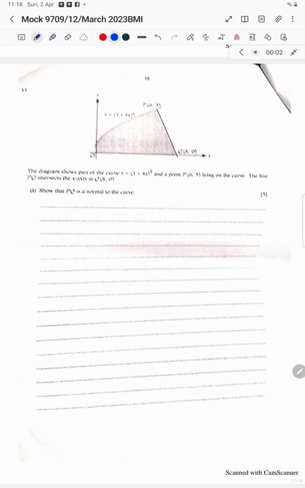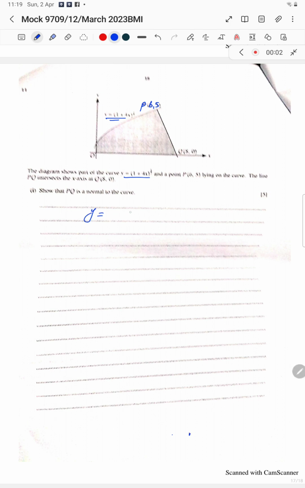Question number 11. It's an easy bonus question. Part one of the question says, show that PQ is normal to the curve. This is the shaded part we are given. This is P and this is Q. Coordinates of P are 6 and 5. It's not clearly visible here. And this is the equation of a curve as given here.